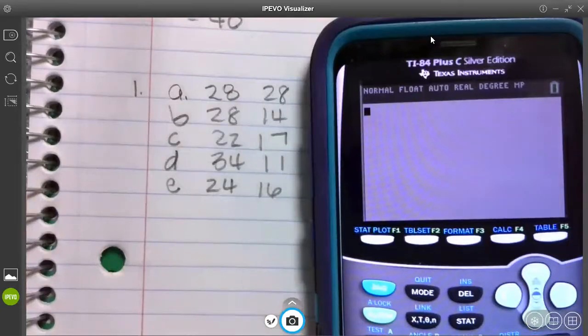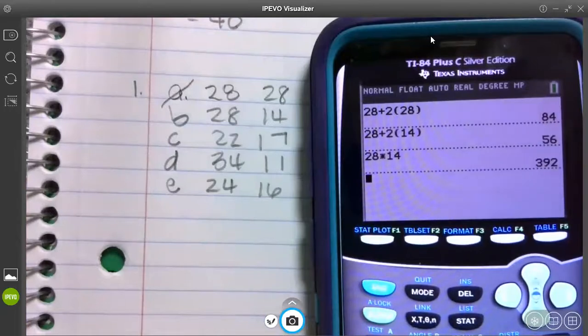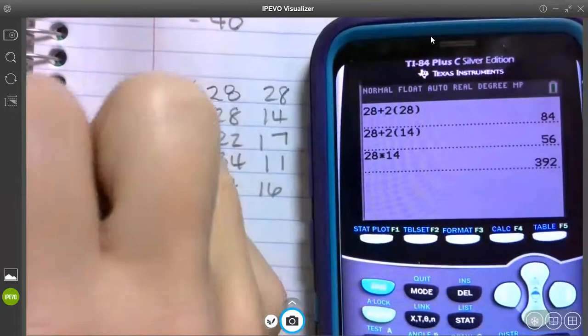So it says find two positive numbers such that the sum of the first and twice the second is 56, and whose product is a maximum. So if we do 28 plus 2 times 28, you guys see that that is not 56. Okay, so we get to already mark that out. So that one is not going to be an answer choice. 28 plus 2 times 14 is 56. So that worked. But their product is 392. So I'm going to write that down next to it.